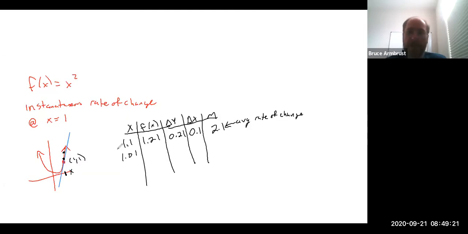But we're going to use these average rates of change to give us a guess for the instantaneous. All right, so we're going to do the same thing. F of 1.01 is 1.0201. When I subtract off the 1, I get 0.0201. My delta x is now 0.01, which then gives me an m, a slope of 2.01.